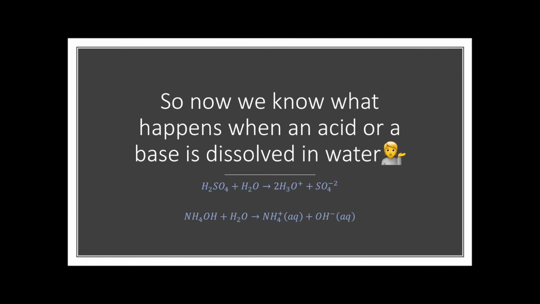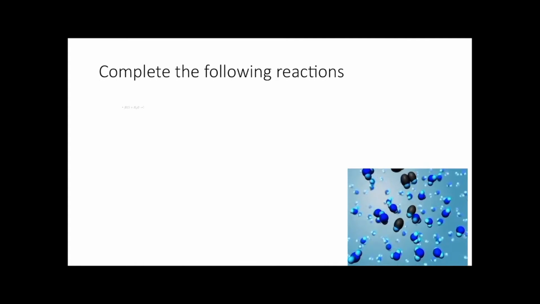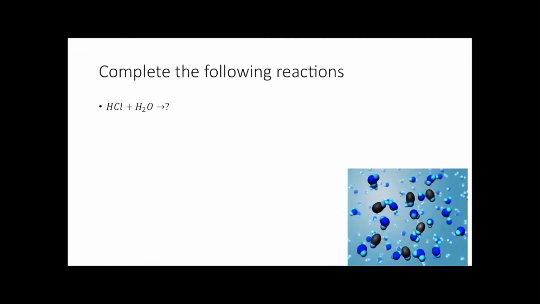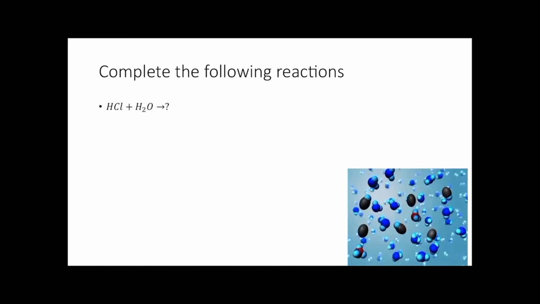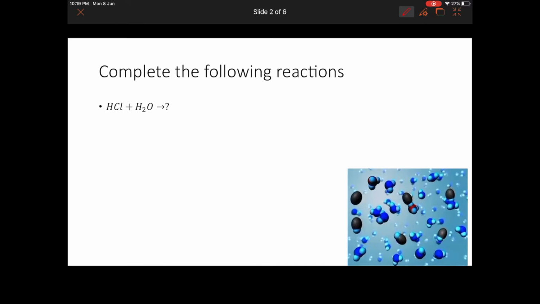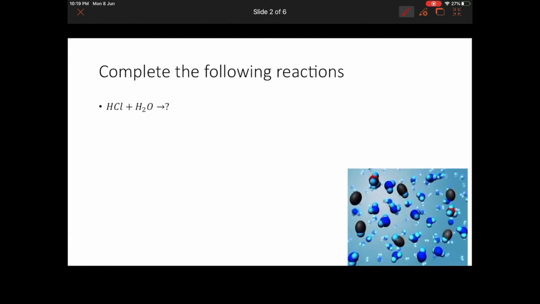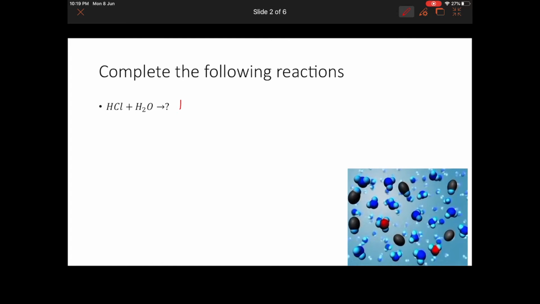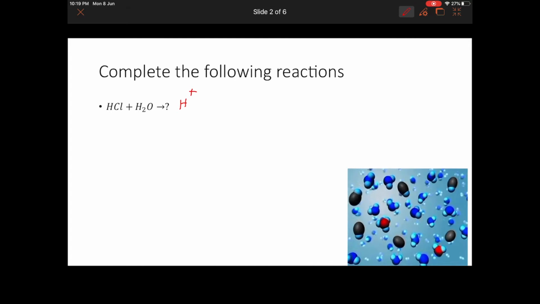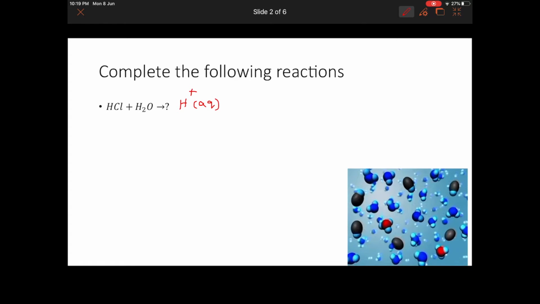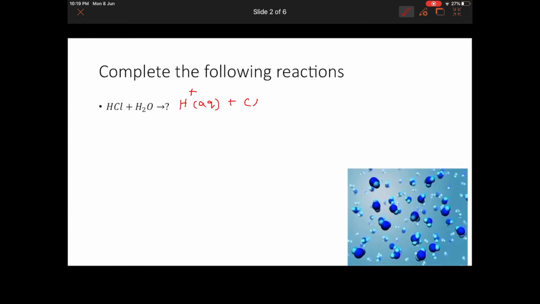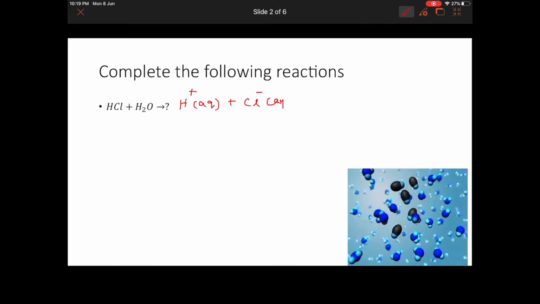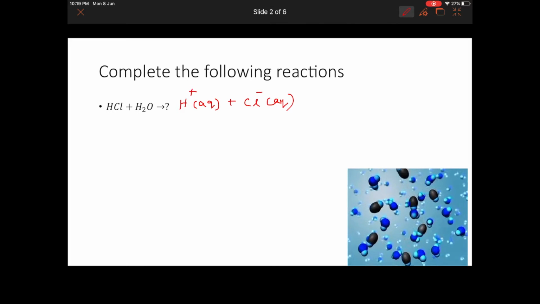Let us now try to understand how do we write such equations when an acid or a base is dissolved in water. So for example, if you have to write down what happens when HCl is dissolved in water, HCl when dissolved in water is going to give you H+ aqueous, and along with this you are also going to get Cl- aqueous in water.